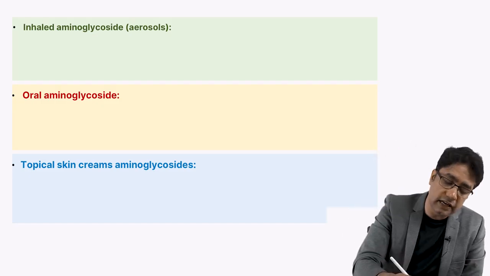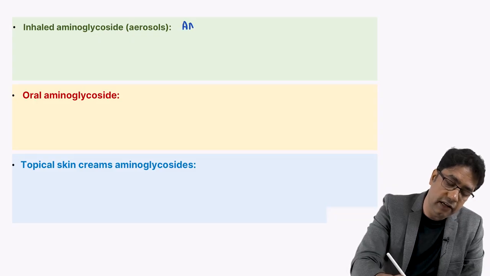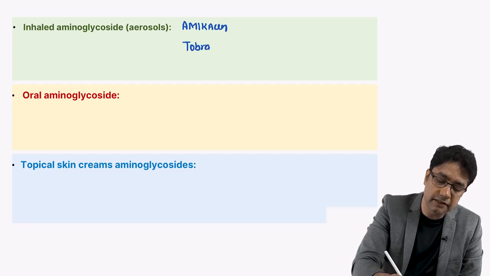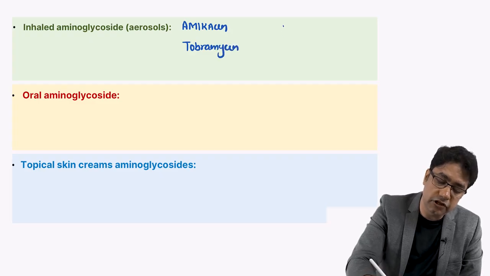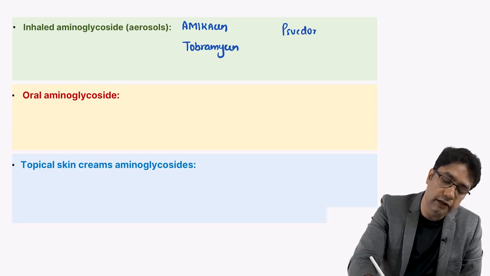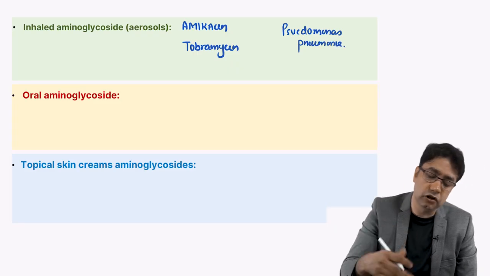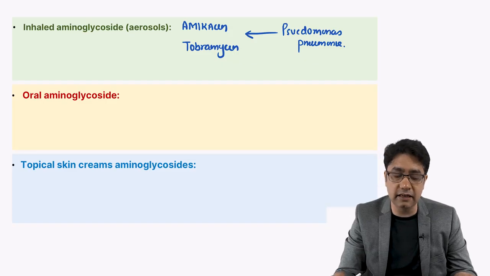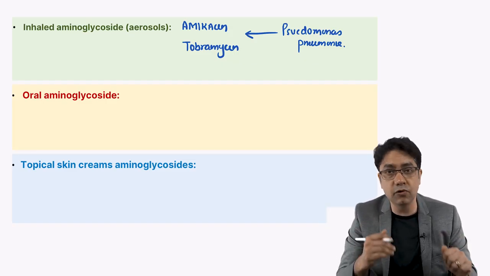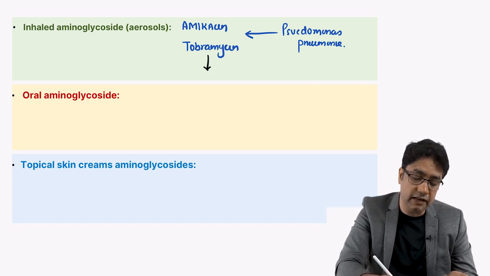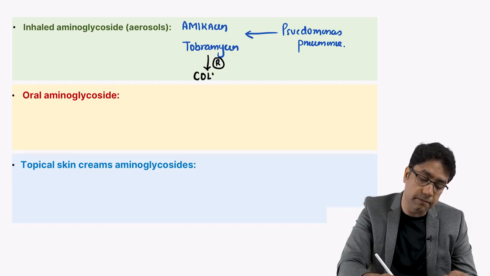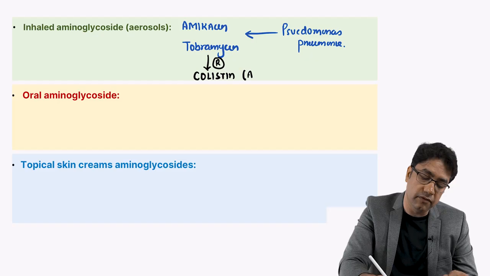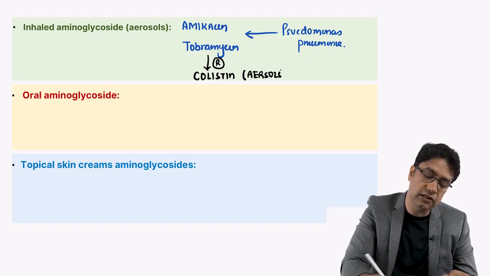Now we have aerosols. Aerosols, we already discussed. We can give aerosols of amikacin. We can give aerosols of tobramycin, especially if the patient is having Pseudomonas pneumonia. So for Pseudomonas pneumonia, we can give inhaled aminoglycoside aerosols. Any other drug? Yes. In aminoglycoside resistant cases, we can give another drug, colistin. Colistin aerosols can also be given for the treatment of Pseudomonas pneumonia.